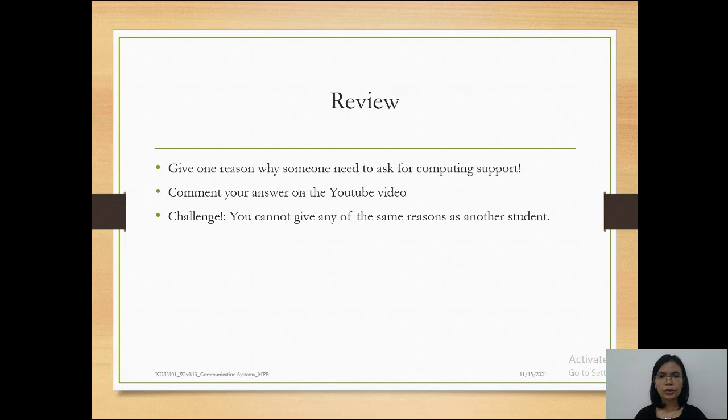Alright, so last week we were talking about computing support. So there are some questions over here. What I want you to do is give one reason why someone needs to ask for computing support. For this question, I want you to post your answer on the YouTube video, but try not to give the same reasons as the other students, because I think there are plenty of reasons why people need computing support. So please post one reason why you think someone needs to have computing support. Okay, please post your answer in the YouTube comment.